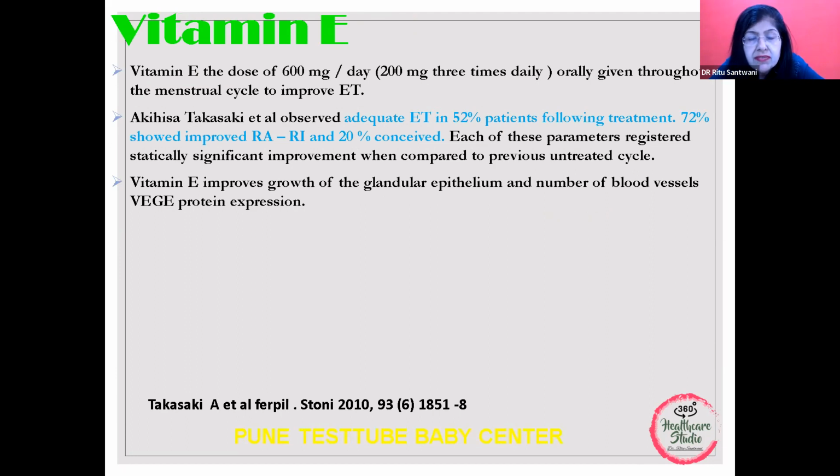Now coming one by one, first the studies have come regarding the use of vitamin E. A lot of studies favor the support of this vitamin E. The dose is 600 mg per day, means 200 mg TDS, has been reported. Along with this, the study has been presented by Takasaki. The study showed adequate ET in 52% of patients following treatment, 72% showed improved resistance index in radial artery resistance index, and 20% conceived. Studies have shown that vitamin E improves the growth of the glandular epithelium, number of blood vessels and VEGF protein expression. I think vitamin E is very good compared to the other supplements we are giving. It is cheap and very easily available.